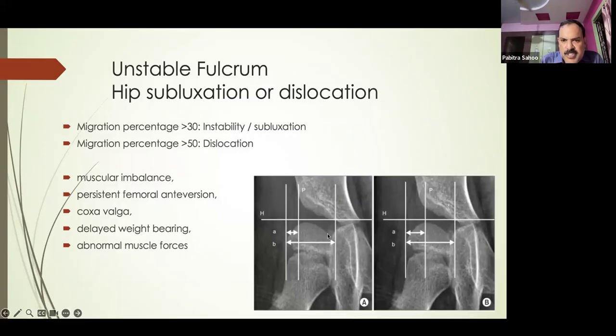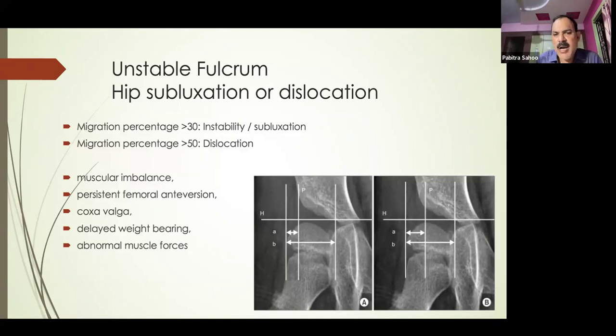How is the migration percentage calculated? You just draw a Perkins line on the lateral edge of the acetabulum, and a Hilgenreiner's line along the triradiate cartilage. Measure the diameter of the head and see how much of the head is out of the Perkins line. So this exclusion of the head out of the acetabulum, divided by the total diameter of the head, into 100, is the migration percentage, right? So if the migration percentage is more than 30 percent, you have to be very cautious. You have to take adequate precaution to prevent further subluxation to a frank dislocation.